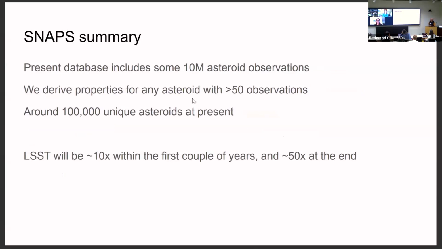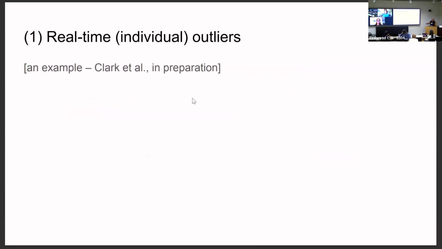At the moment, we have something like 10 million asteroid observations in our database. We're deriving properties for any asteroid with more than 50 observations. And so we have about 100,000 unique asteroids right now, which is about 10% of all known asteroids. That's pretty cool. LSST is going to, of course, be something like 10 times that in the first few years and maybe 50 times towards the end. Okay, so let me show you a couple of examples here.